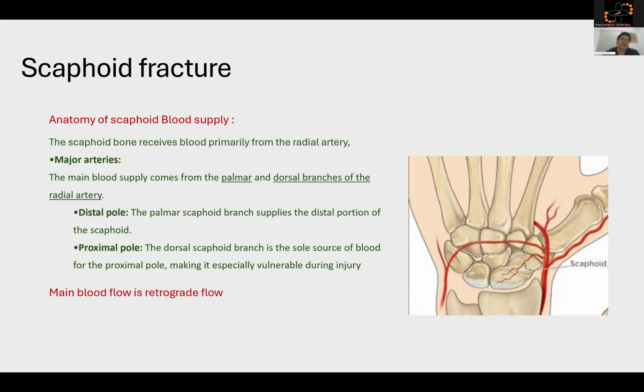There is another blood vessel which also supplies at the radial articulation. But after any injury to the scaphoid, that gets disrupted and the blood supply to the proximal pole is lost. So the proximal pole becomes avascular. Whenever there is a fracture in the waist or in the proximal pole, the proximal pole does not get any blood supply, and the chances of developing avascular necrosis are very high.